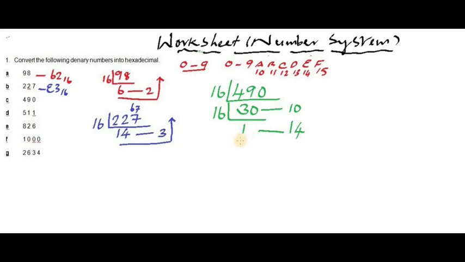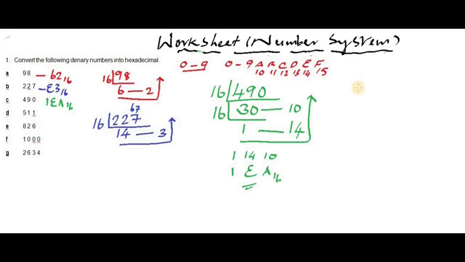Now how to write the answer? You start from here and go like this. So it is 1, 14, then 10. You have to convert these numbers to hexadecimal notations. 1 is 1, then 14 is E, then 10 is A. So our final answer is 1EA base 16. Here we can write the answer for the third one: 1EA base 16. This one is the final answer.